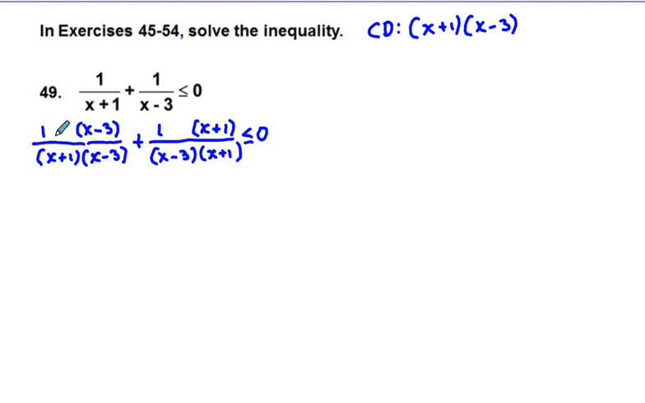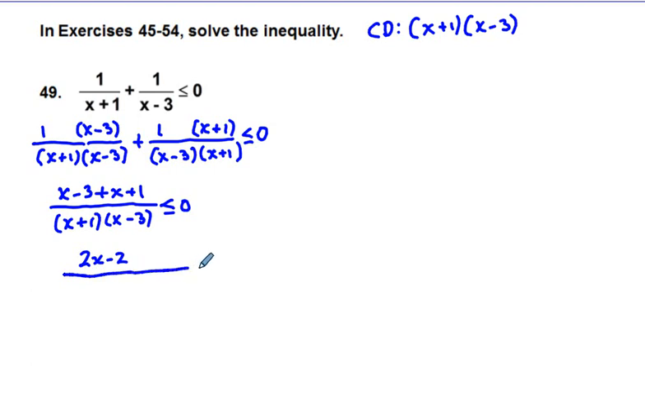And so just summing, we're going to have x minus 3 plus x plus 1 all over our common denominator of quantity x plus 1, x minus 3, and all this is less than or equal to 0, and combining like terms, we're going to have 2x minus 2 over quantity x plus 1, quantity x minus 3, and all this again is less than or equal to 0.